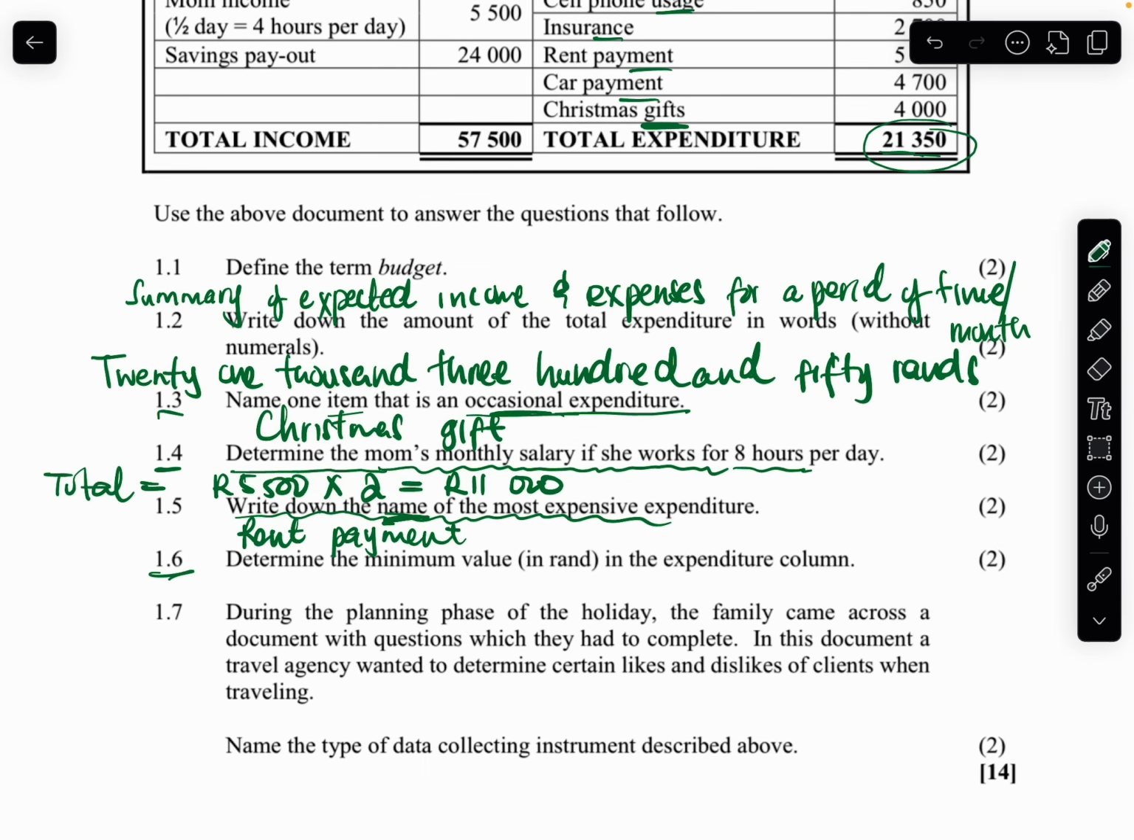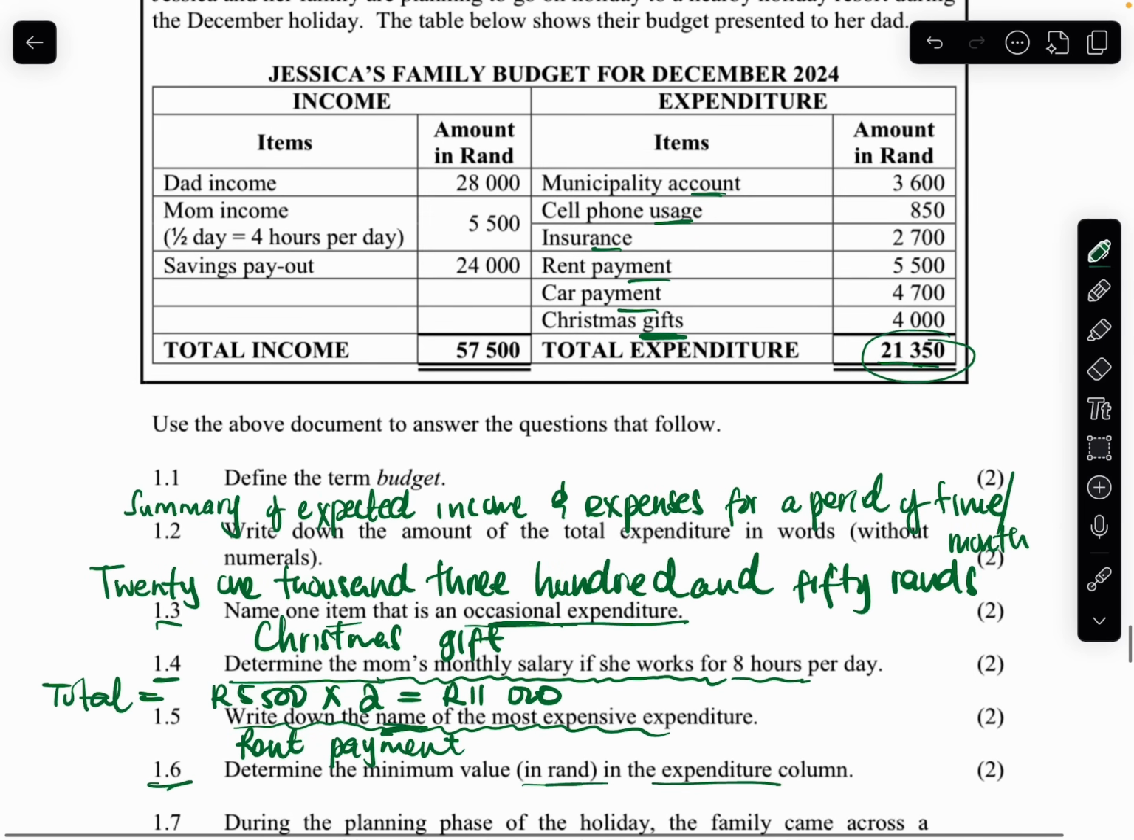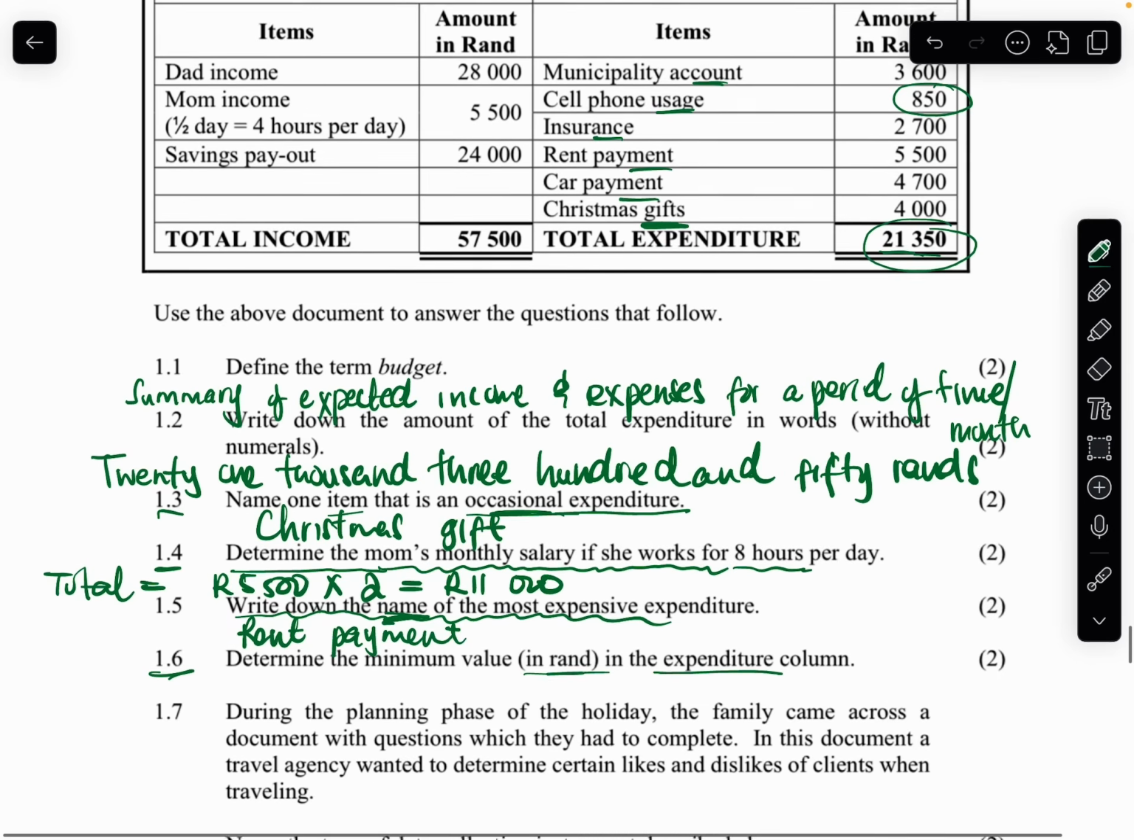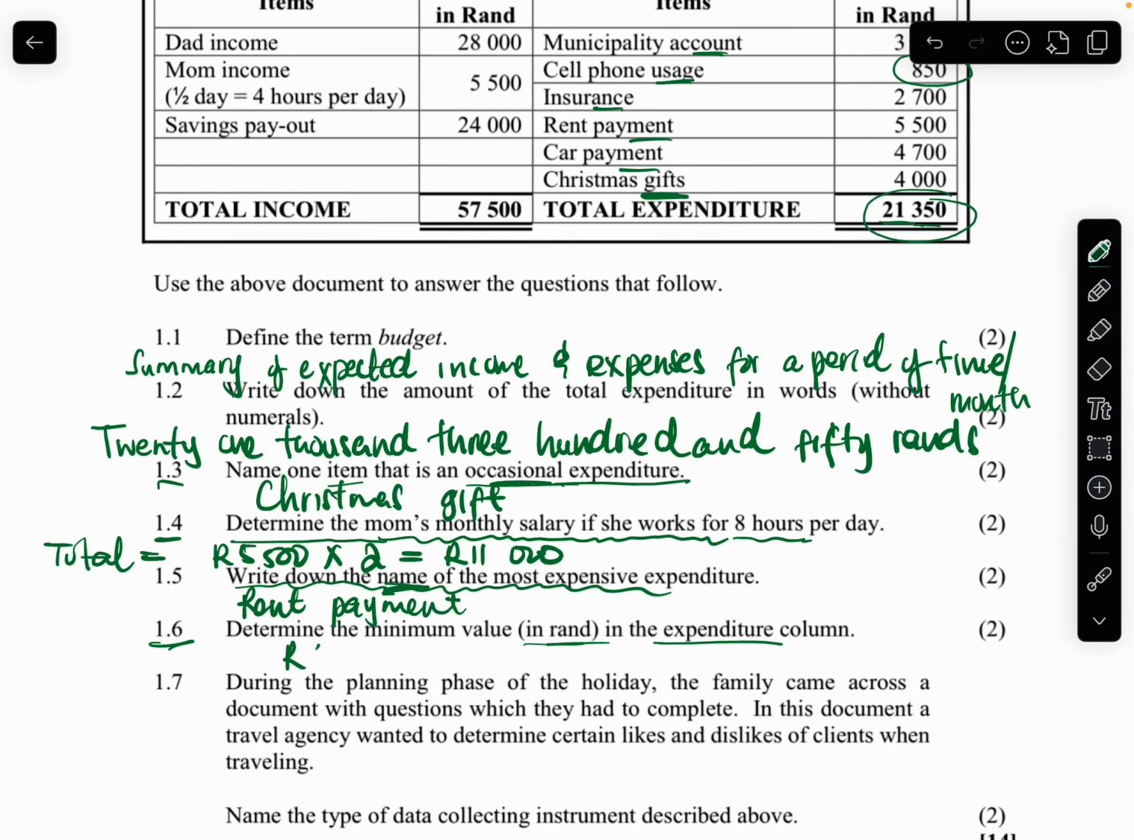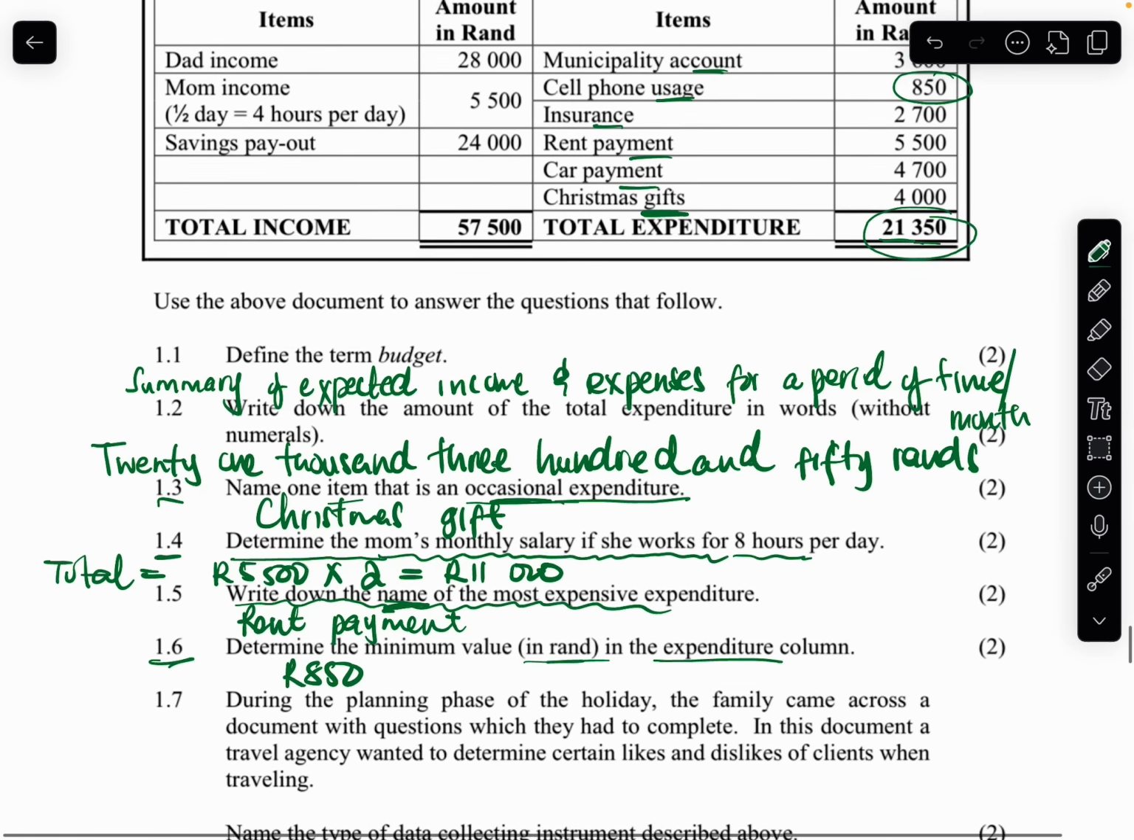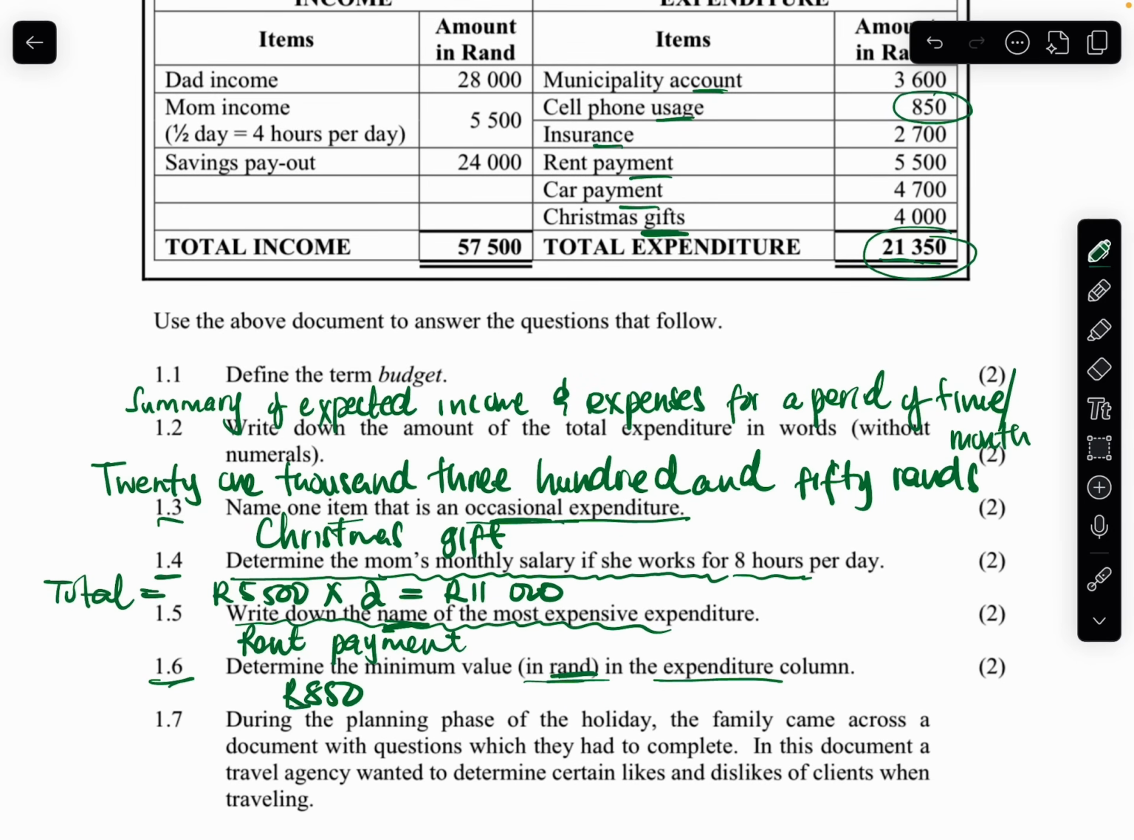1.6 is determine the minimum value in rands of the expenditure. The minimum value in the expenditure is 850. So it's 850 rands, right? Remember, guys, I said in rand, so you must put the R there.